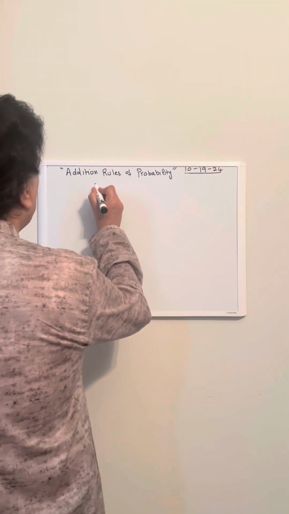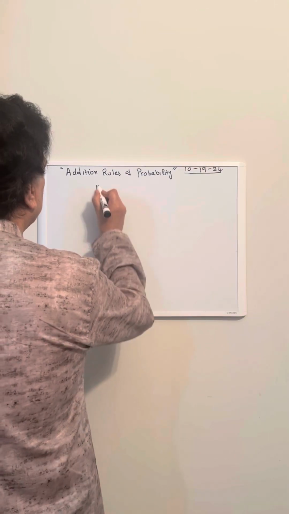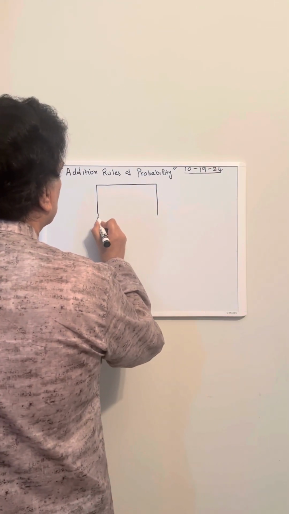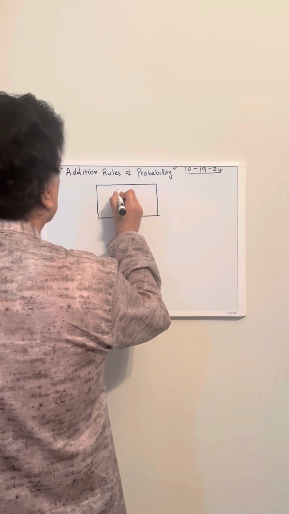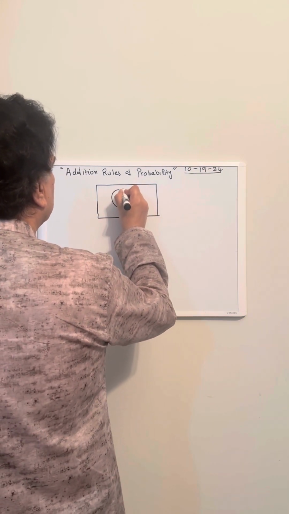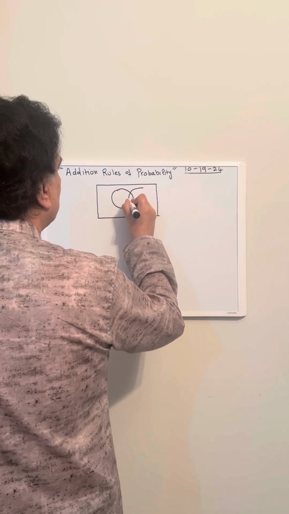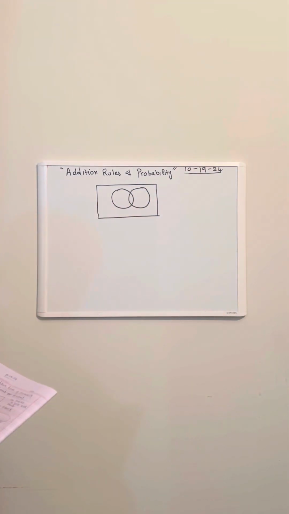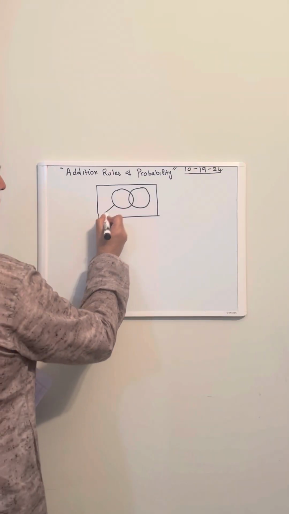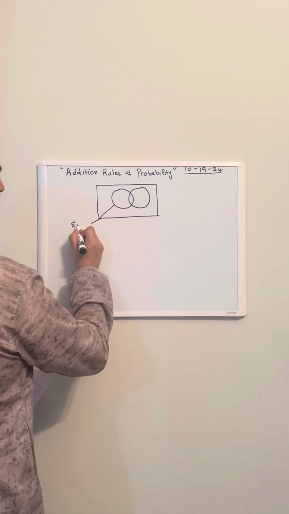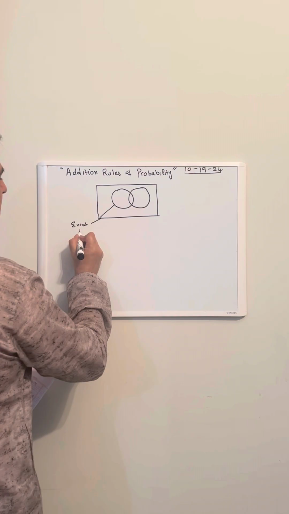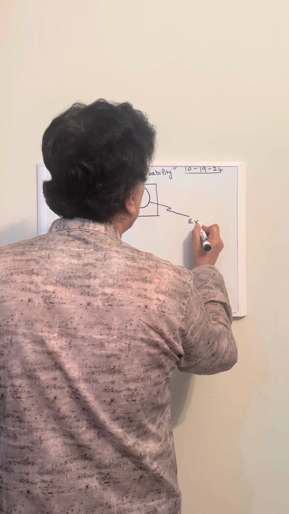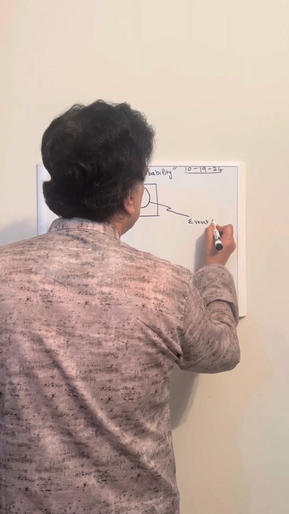So let's say you have, I'm going to draw this big square. I think they call it a Venn diagram also. In this square, I'm going to draw two circles. As you can see, these two circles are overlapping with each other. We call this event A, and I call this event B.